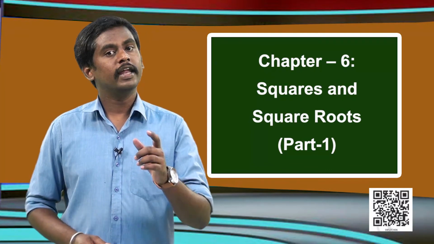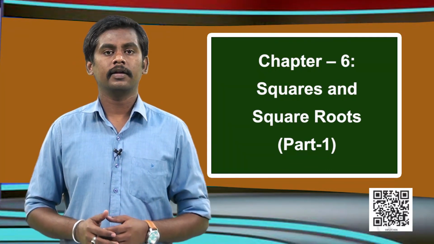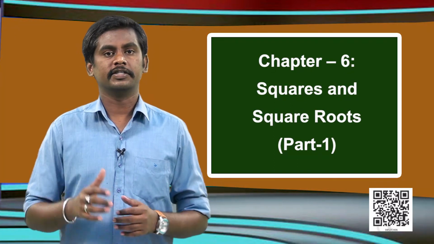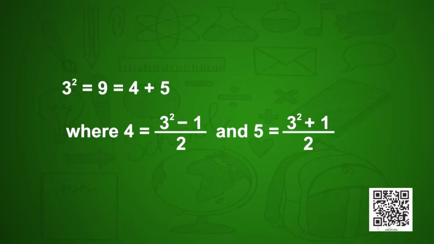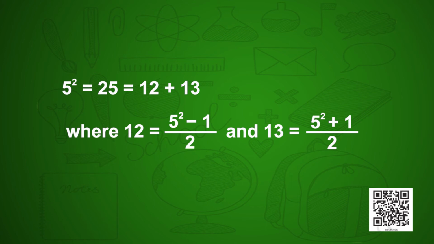Students, now let us try to observe another interesting pattern based on the squares of odd integers. Now observe some of the squares of odd integers. Firstly, we know that 3 square is equal to 9, which can be written as 4 plus 5. Here, let us try to write 4 and 5 in terms of 3 square. So, here 4 is equal to (3 square minus 1) by 2 and 5 is equal to (3 square plus 1) by 2.